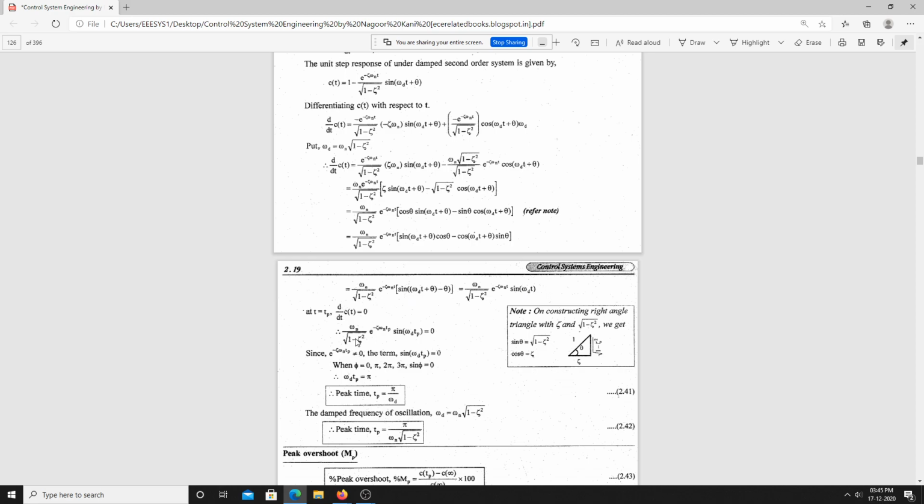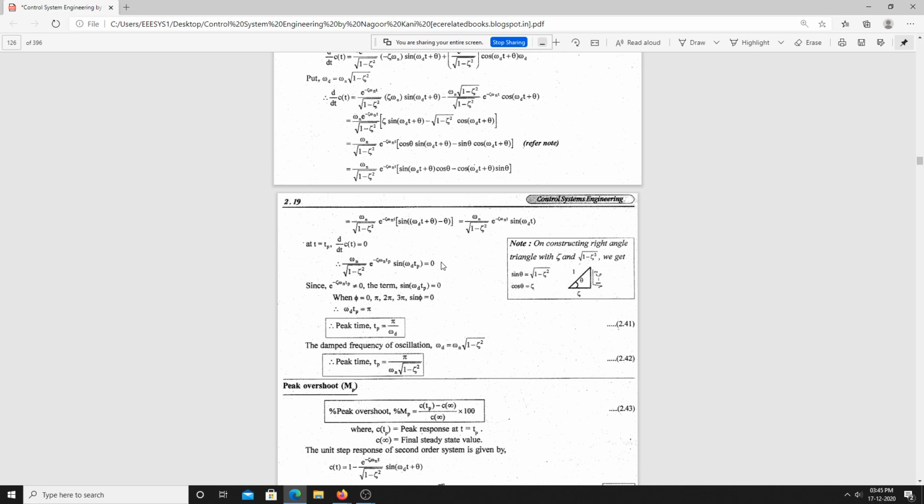Is it clear? Now again, for this equation, we know that the exponential term is not equal to 0, and the sin term is equal to 0. So the angle equals 0, pi, 2 pi, and so on. Substituting these values in this term, omega d into t p equals pi. So finally, peak time t p equals pi by omega d, where omega d is omega n under root 1 minus zeta square.